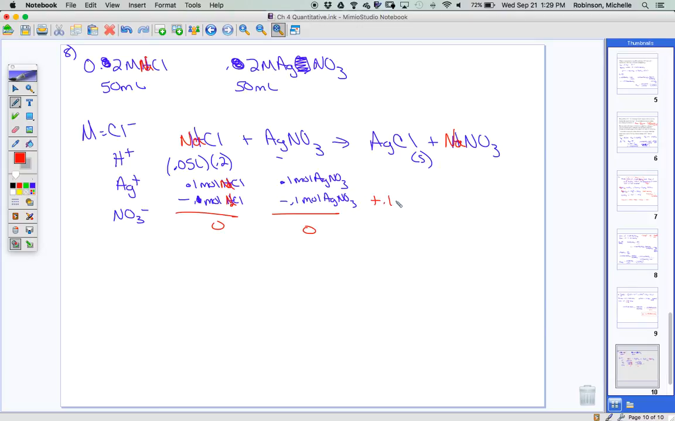I will make 0.1 moles of AgCl. And how many moles of the NaNO3 will I make? I like that problem. It comes out nice. There is no excess, so it makes it nice.